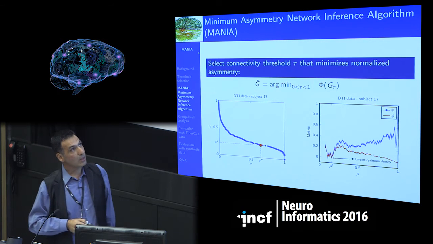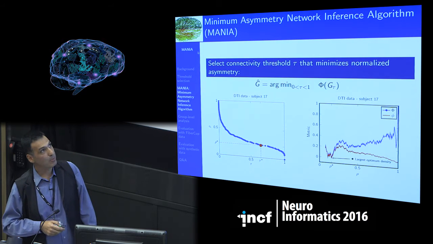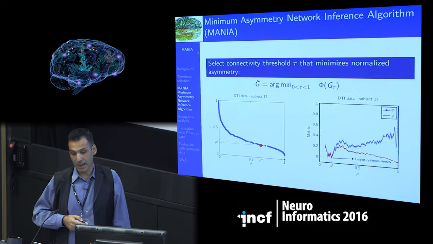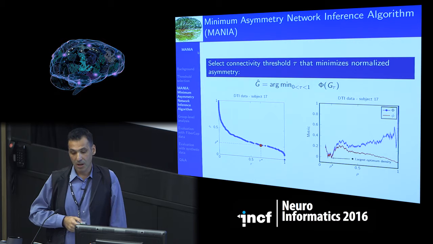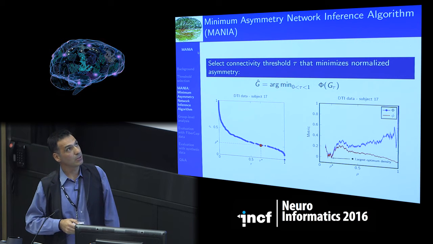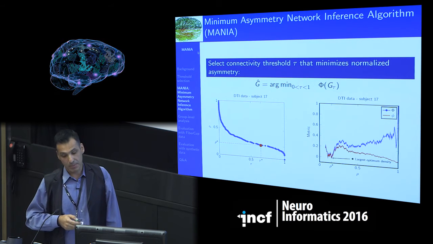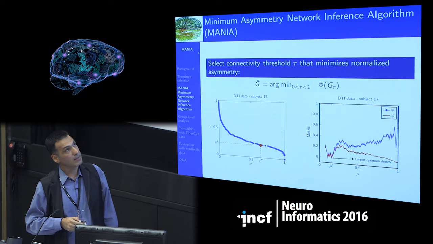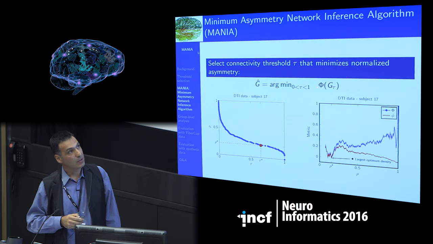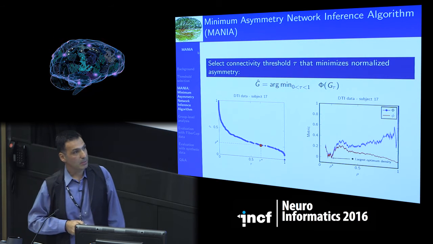So if we do that, we can describe our method, which, by the way, we call Mania, right? Well, what does it stand for? Minimum Asymmetry Network Inference Algorithm. So what does Mania do? It selects basically the threshold tau that minimizes this normalized asymmetry ratio.